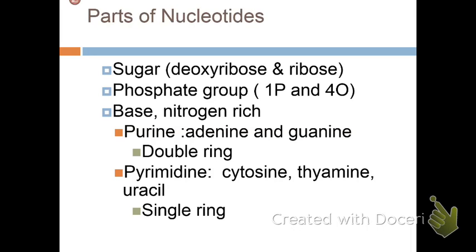The phosphate group, just like we learned in chemistry, is your PO4. So one phosphate and four oxygens.